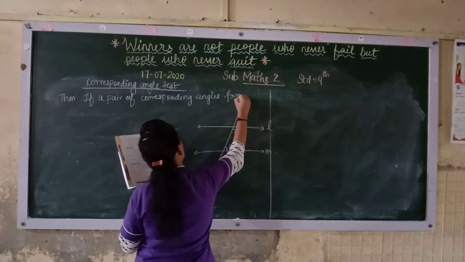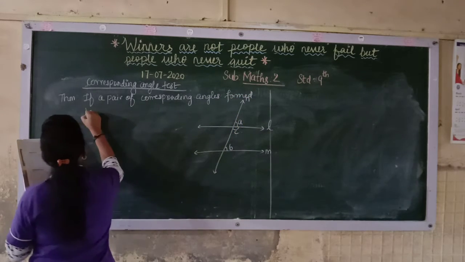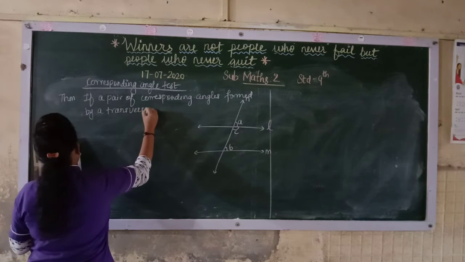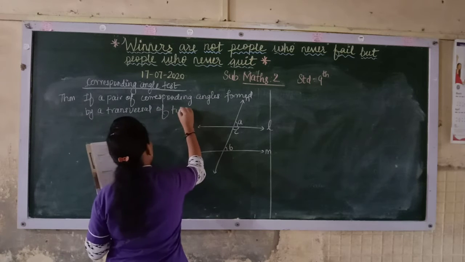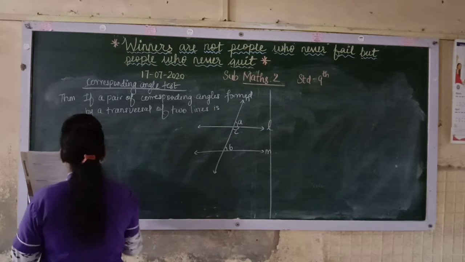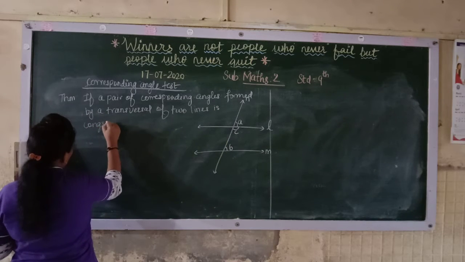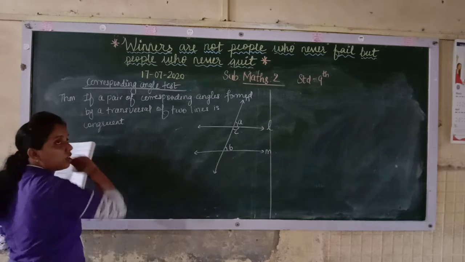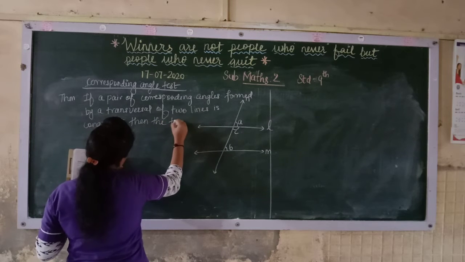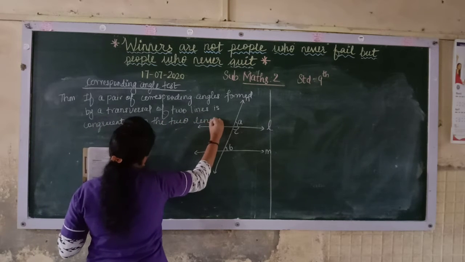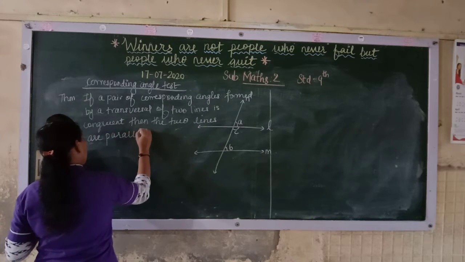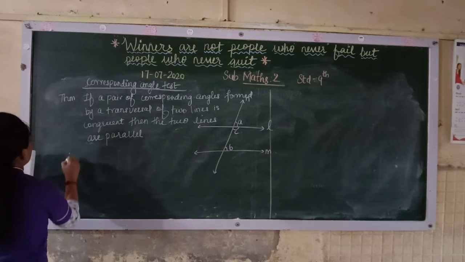So theorem is, if a pair of corresponding angles formed by a transversal of two lines is congruent, then the lines are parallel. Like how we did for the earlier theorem. Then the two lines are parallel. So your B1 will come.